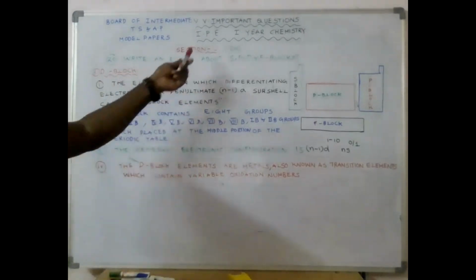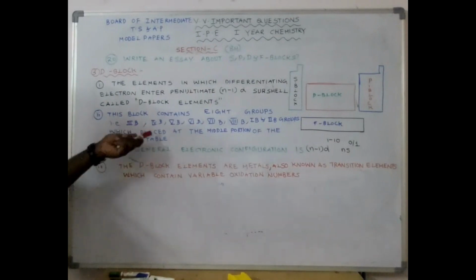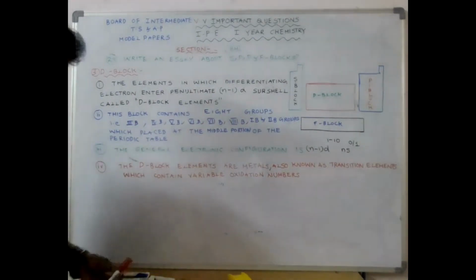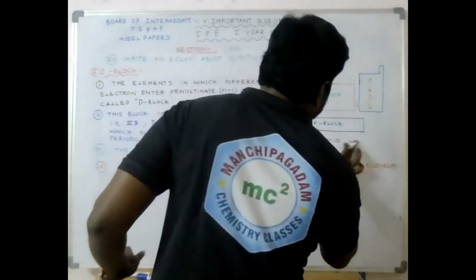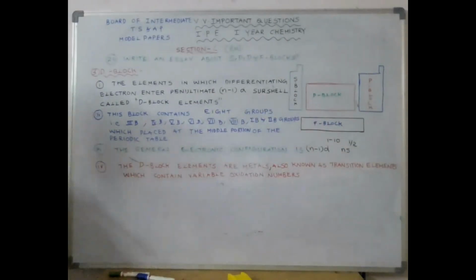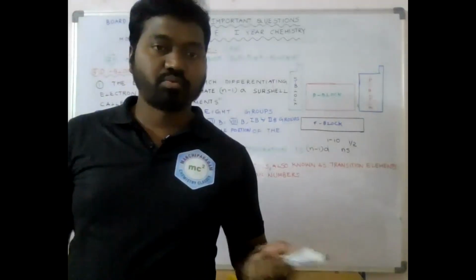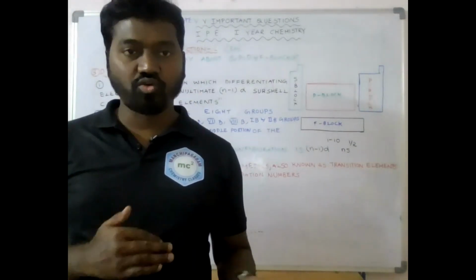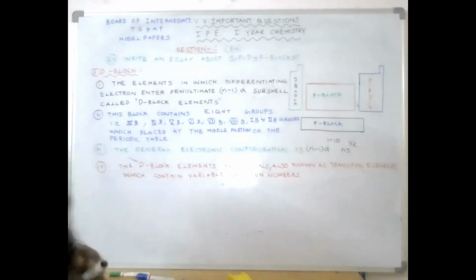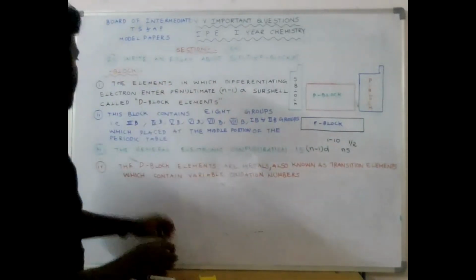So same points again: the definition, how many groups, what those groups are, and where they are placed. And third, the general electronic configuration. Sorry, this one is (n-1)d 1 to 10, ns 1 or 2, not 0 or 1. And the d block elements are metals, also known as transition elements or transition metals, which contain variable oxidation numbers. Means they possess different types of oxidation numbers, which s block, p block and f block don't possess. That is a special property of d block elements. Okay. And finally, f block elements.